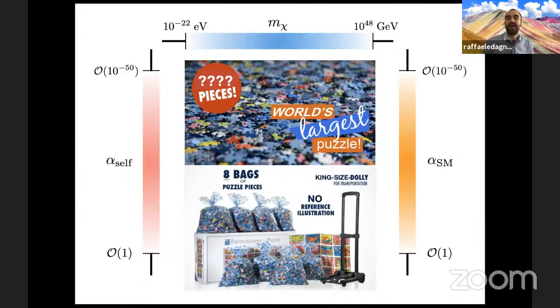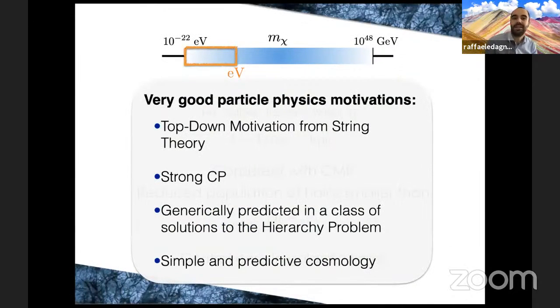I probably don't need to convince this audience that axions are a very motivated dark matter candidate. They check all the boxes. They have a good UV motivation since they're generically predicted from string theory compactifications. In some region of parameter space, they might solve another problem of the standard model Lagrangian, namely explain why the theta angle of QCD is so small. They even appear in multiple solutions to the hierarchy problem, not only the relaxation, but also other cosmological scenarios. And finally, they have a very simple and predictive cosmology.